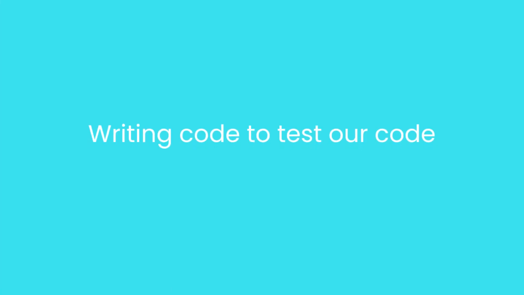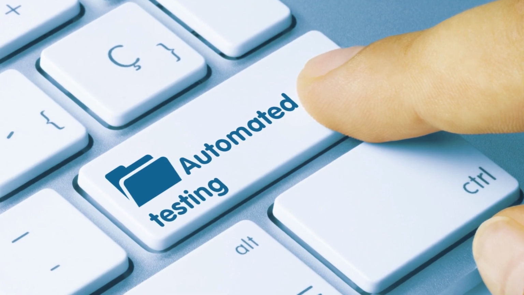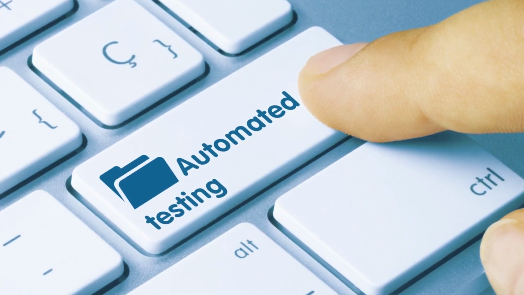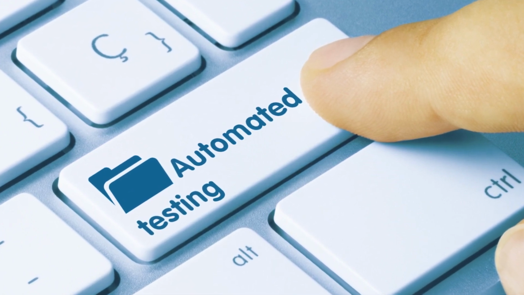In a nutshell, automated testing is about writing code to test our code. We can run hundreds or thousands of tests in a matter of seconds and see if we have accidentally broken something. This is far faster and easier than manually testing every function of an application.